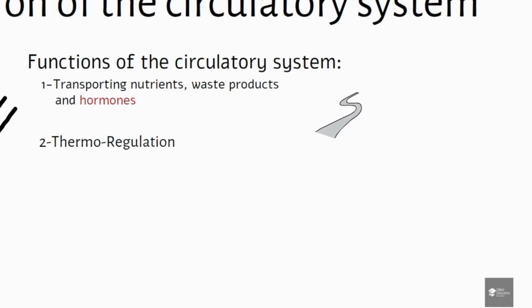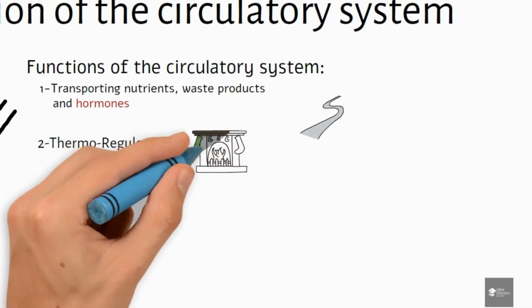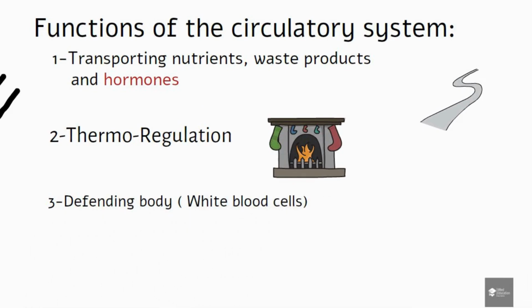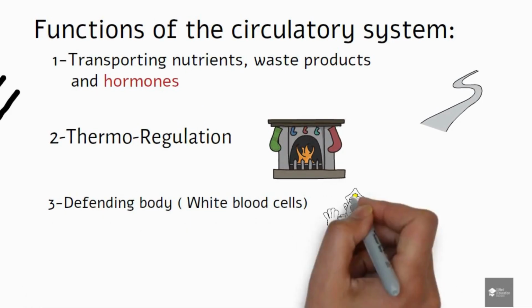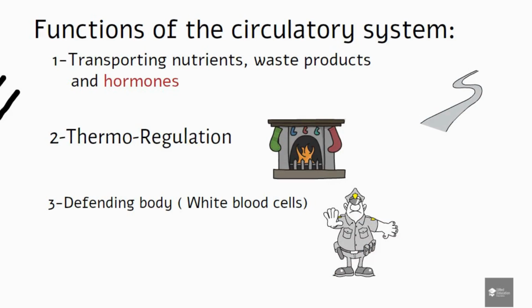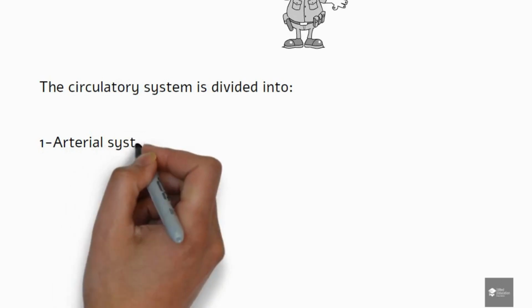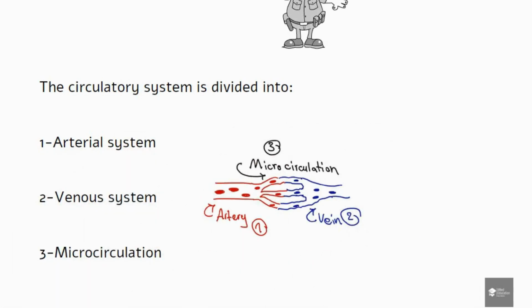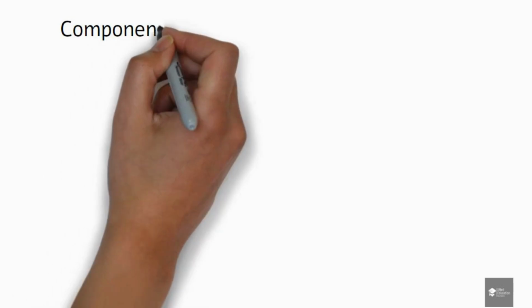Second, they have a role in thermoregulation. It means that they keep our body warm. The third function is defending the body by white blood cells, so they can check everything during the circulation on the road. The circulatory system is divided into the arterial system, venous system and microcirculation. So blood goes to the artery, then capillaries and then veins and goes back to the heart again.